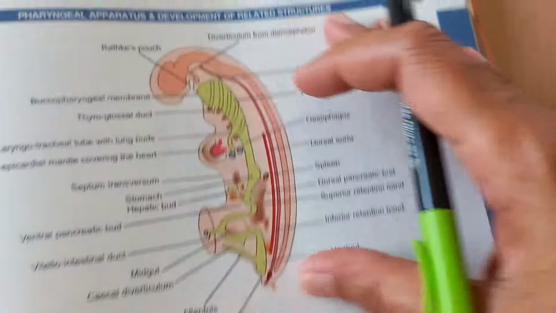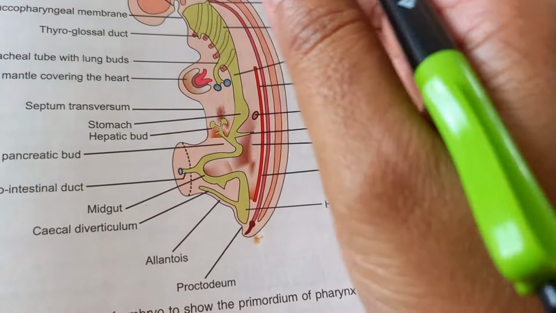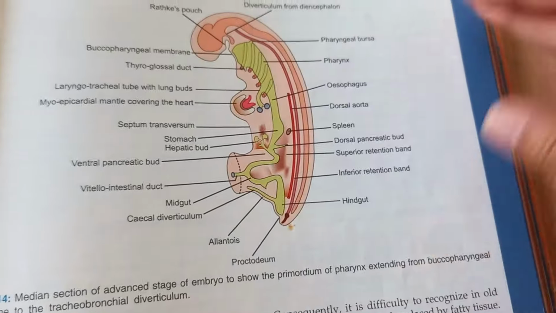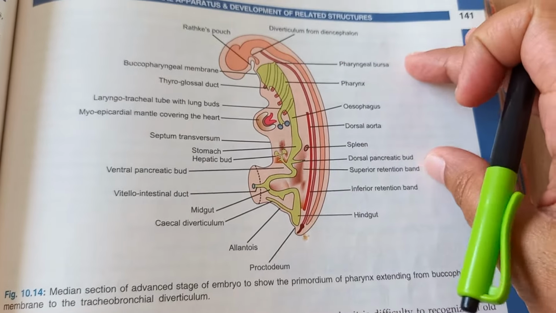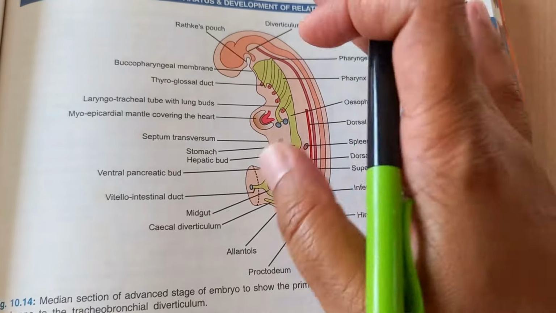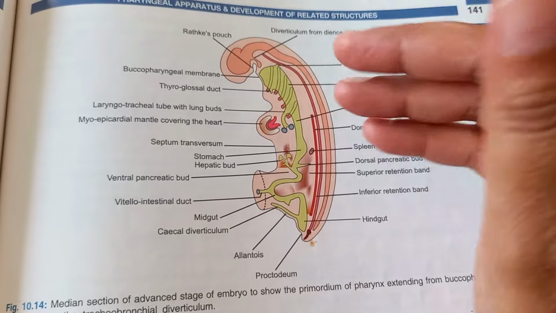So here they have shown some diagram. So this is an advanced stage of an embryo. Okay, in this diagram, as you see, they have not mentioned the weeks. One thing, they should mention the weeks according to me. Then they should also mention which is the superior, inferior, lateral, medial.